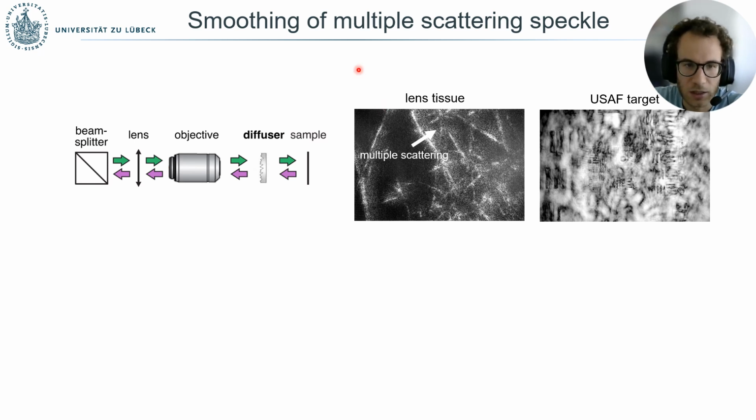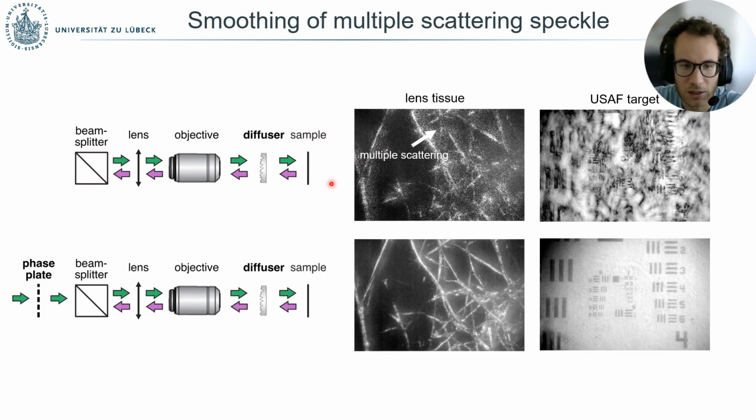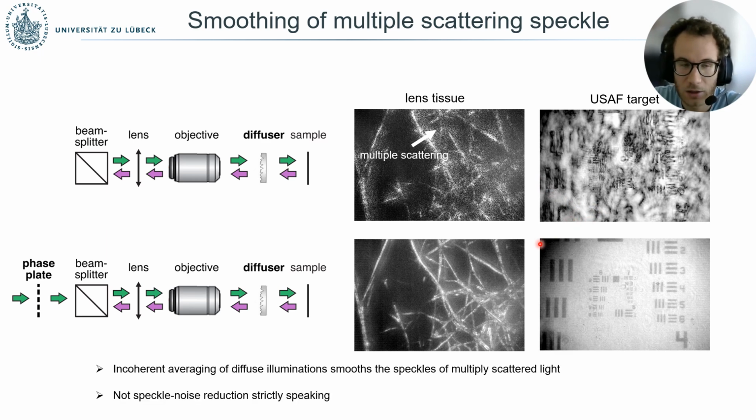So we checked that here by imaging samples, by placing a diffuser on top of the sample to be in multiple scattering conditions, and by imaging these samples with and without faceplate, so with and without diffuse illumination. And what we saw is that for this lens tissue here and for this USF target, in both cases, we could largely reduce the effect of multiple scattering. And for us, this is not really speckle noise reduction here, although there is partly speckle noise reduction for single scattered light, but it's speckle reduction of the multiply scattered light.